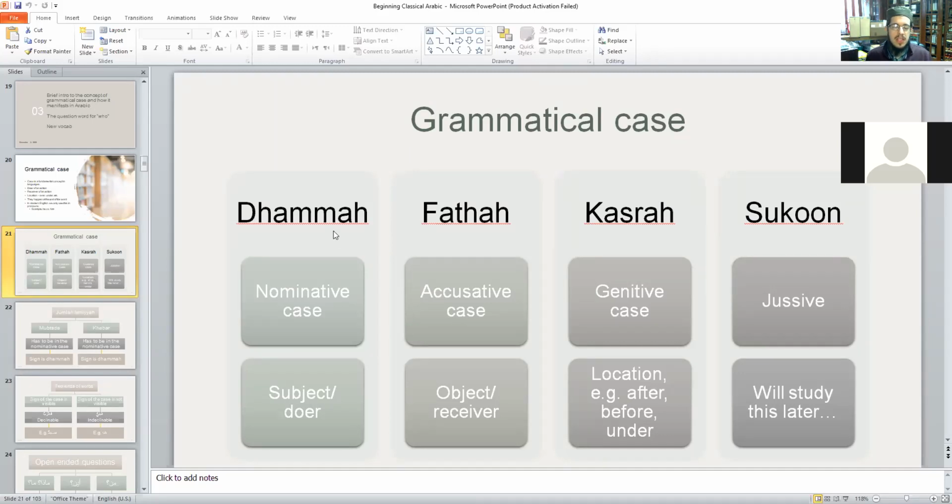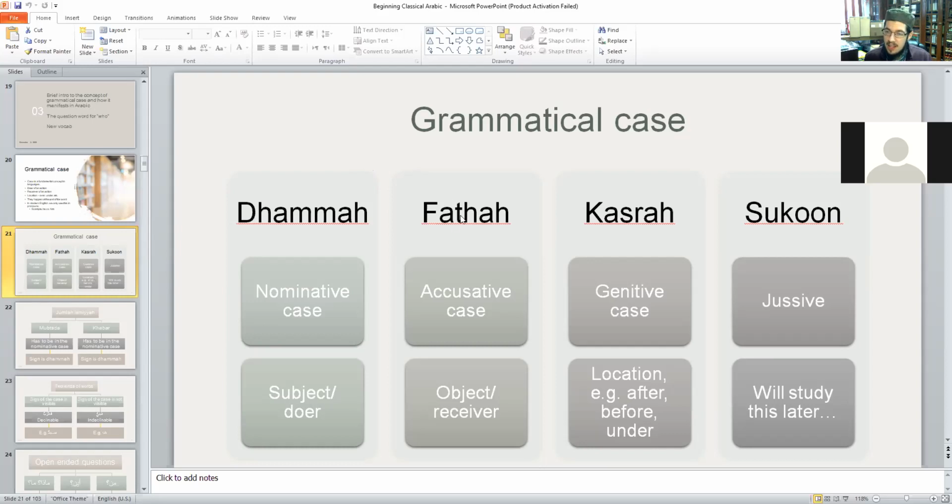So for example, we have the dhamma. The dhamma represents the nominative case. This is your default case. What do we use the nominative case for? We use it for the subject of a sentence. We use it for the predicate of a sentence. We also use it for the doer of a verb. When you see dhamma, you have an indication that one of these 3 things is going on, and there are other things that differentiate which one of those is actually happening.